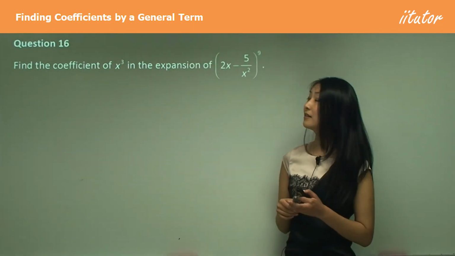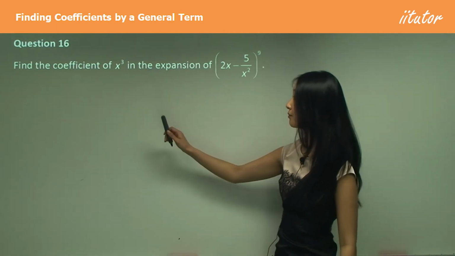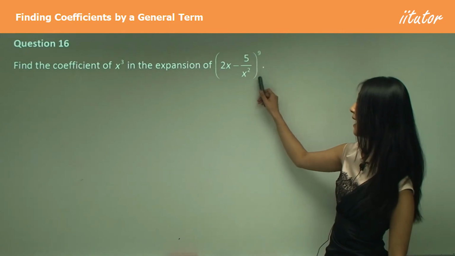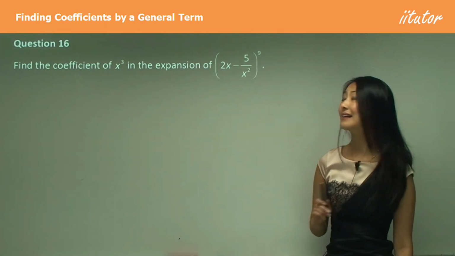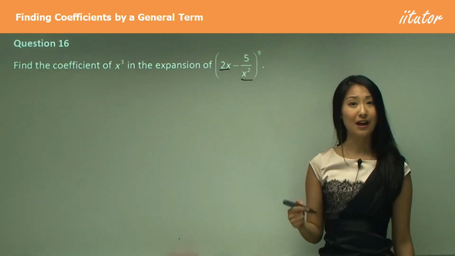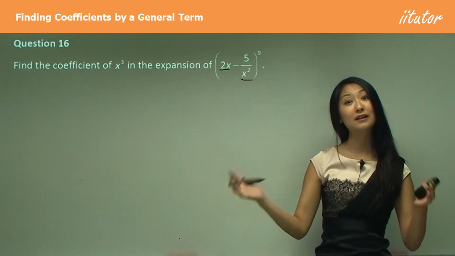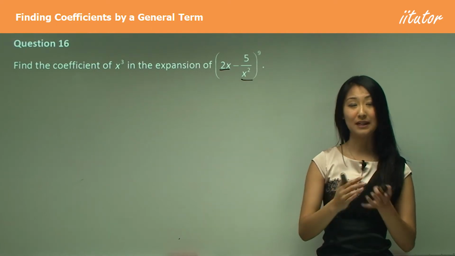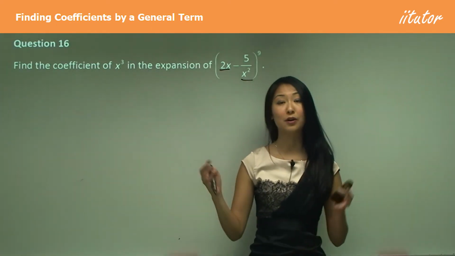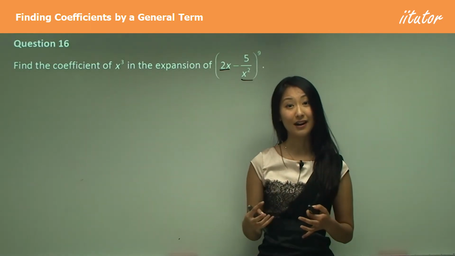So I want to find the coefficient of x to the power of 3 in the expansion of (2x minus 5 over x²) to the power of 9. Now I can see that we have two x's here, which means that when we simplify, we're going to have to bring those x's together, because we need only one x to be able to equate the indices, right?